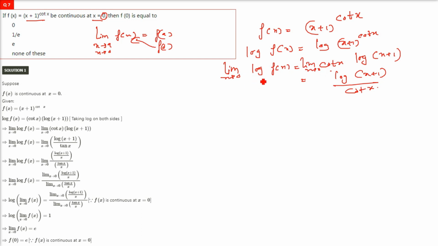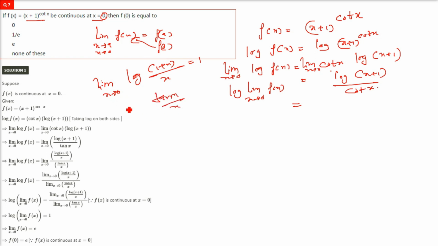So log, limit x tends to 0 for log x, it goes inside. So this will be log of limit x tends to 0 of f(x). When you apply limit here, there will be two standard limits or trigonometric identities. That is, log(1 plus x) by x is equal to 1 when the limit x tends to 0. The second will be tan x by x, limit x tends to 0. This is also equal to 1. Alright. So when we apply the limit here, just assume that I have written limit. So log(1 plus x), now we have to divide it by x. So we have to multiply it by x also.